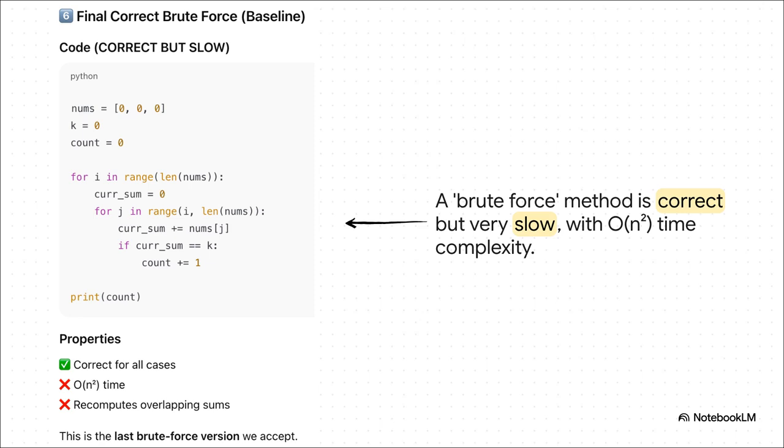It would get the right answer for our crazy 0 example. But it is so slow. We're talking O of n squared complexity here. For any reasonably large array, it's just going to be way too inefficient. We need a fundamentally better way to think about this.